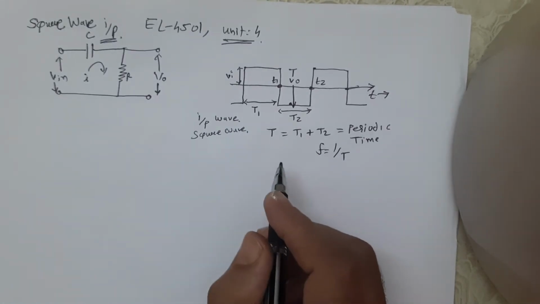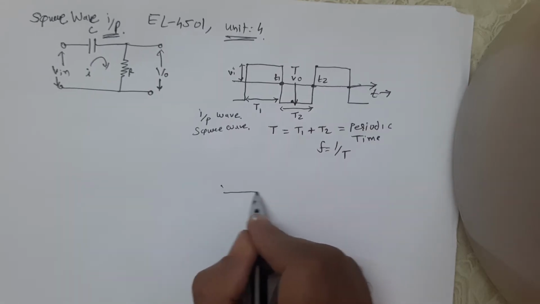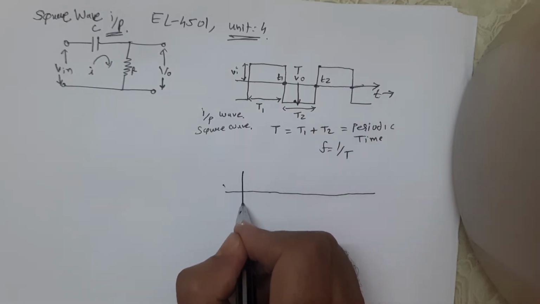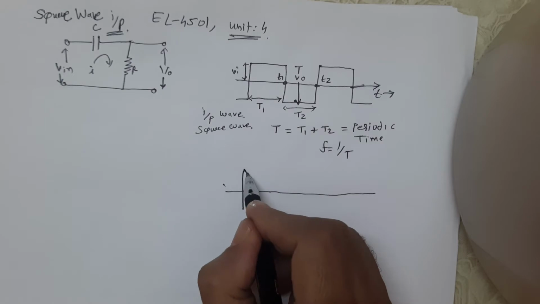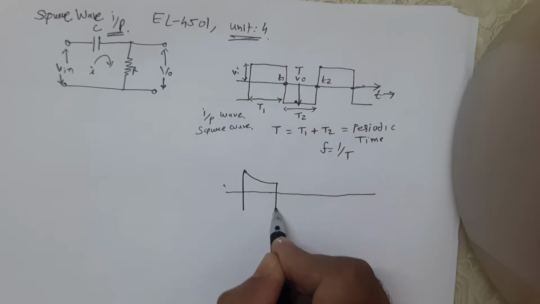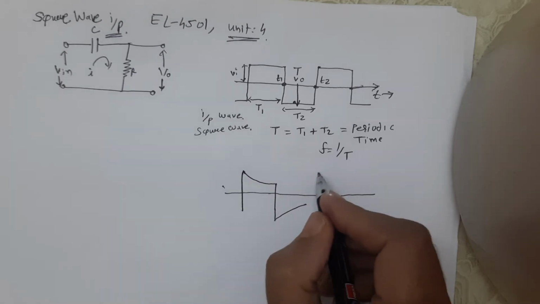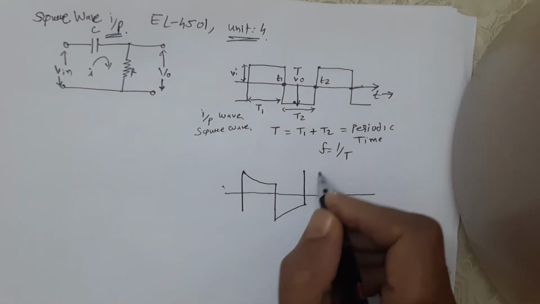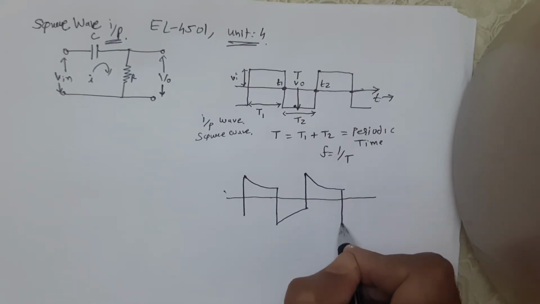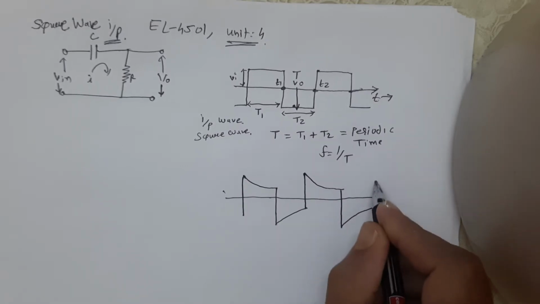What is our output? Our output looks like this. Due to the high pass filter circuit, we are getting this type of output. The upper side moves lower, and the lower side again moves lower. We are getting the same result here. Again it moves lower. The shape of the waveform is changed.